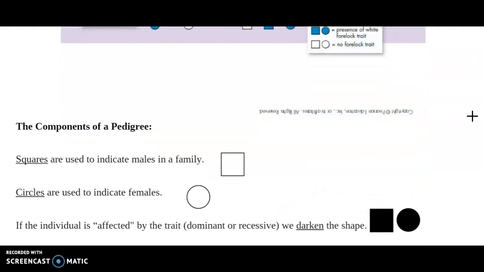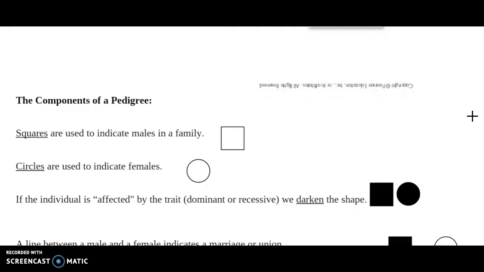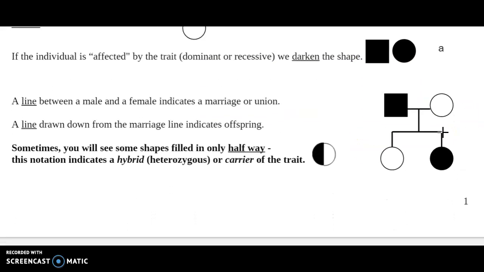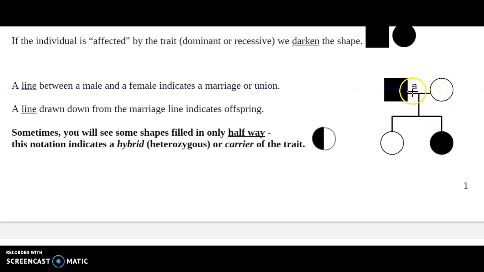So squares are used to indicate males in the family. Circles are used to indicate females. If an individual is affected by the trait, then that individual will be shaded in. Again, lines between males and females show that they are married, and then the line going down connects them to their children, and this would be their children.